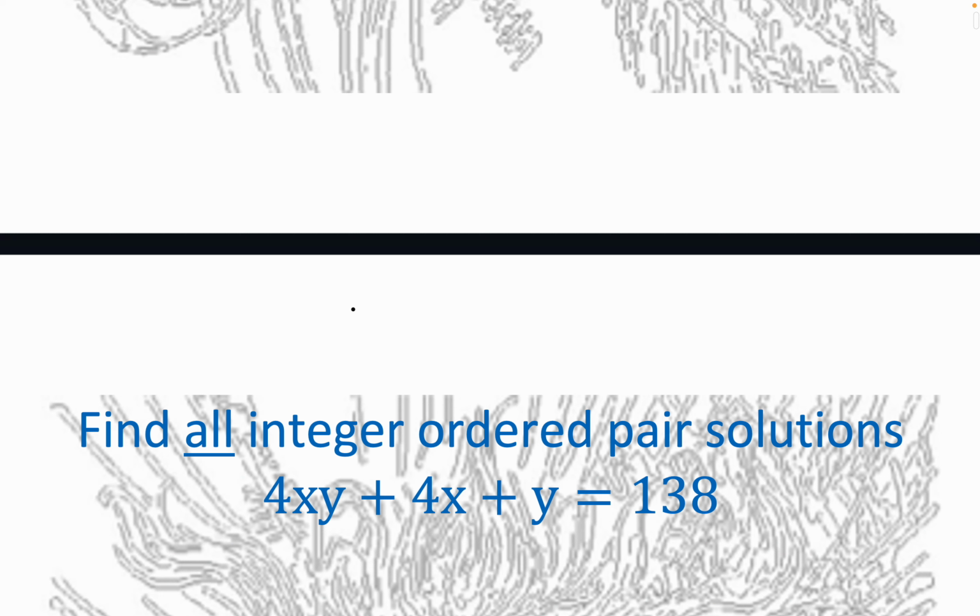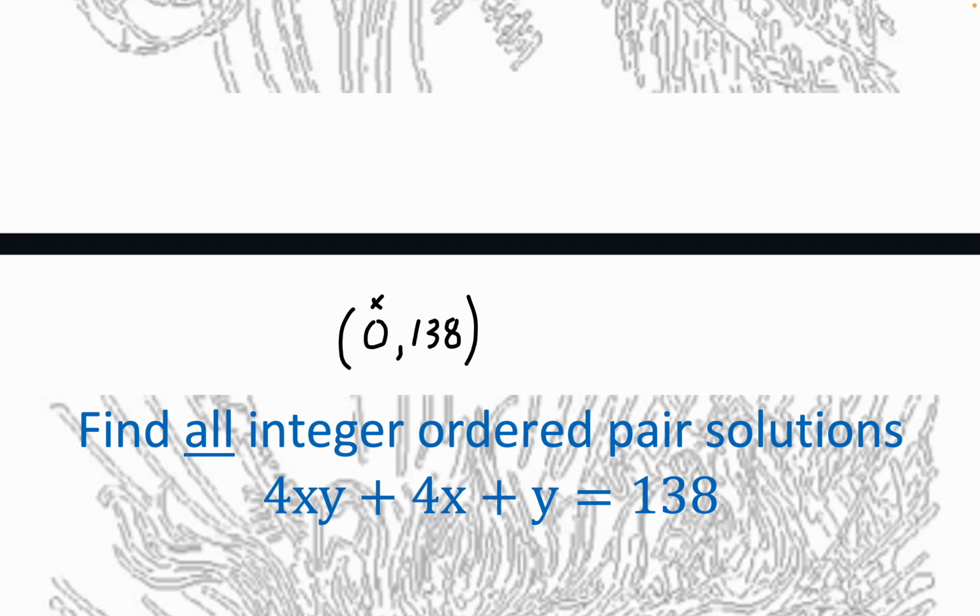All integer ordered pair solutions, and we can quickly note the trivial solution of 0, 138. Again, this represents the x-coordinate right here. And of course, the y-coordinate is very conventional in the United States, at least, 138 right here. Okay, and again, by inspection, this would be referred to as the trivial solution, I guess, in some context.